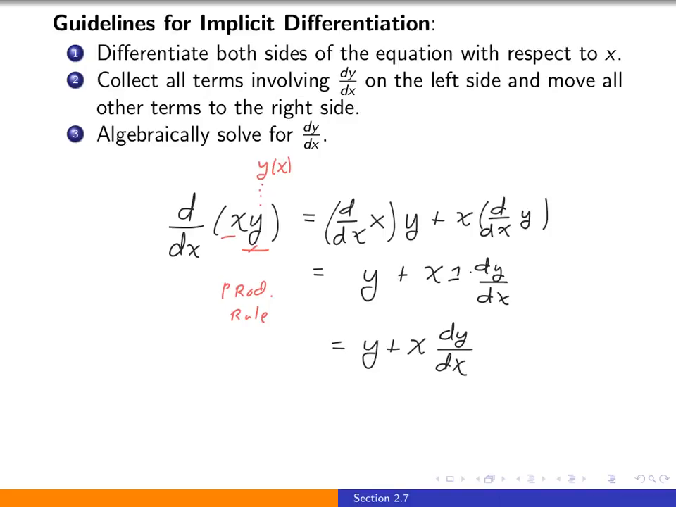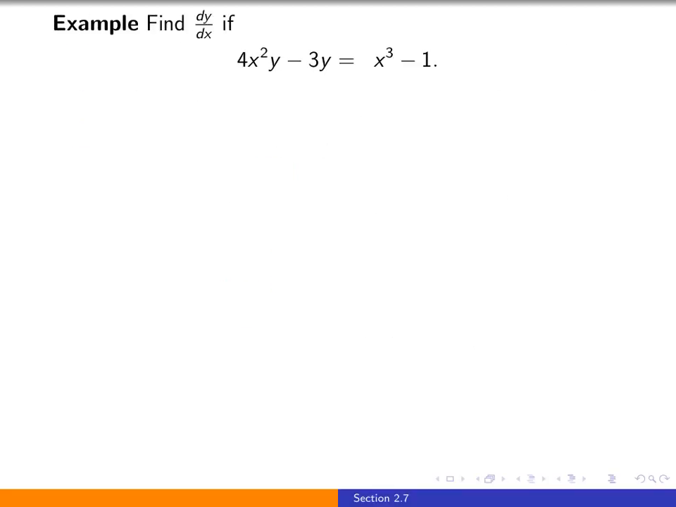So let's look at another example and see this process at work. Let's use implicit differentiation to find dy dx for the quantity given here. So the first thing that we need to do to implicitly differentiate is to differentiate both sides with respect to x. On the right-hand side, when we differentiate with respect to x, there are no y's present, so it's just an explicit derivative. So in this case, 3x squared plus the derivative of minus 1, which is 0.